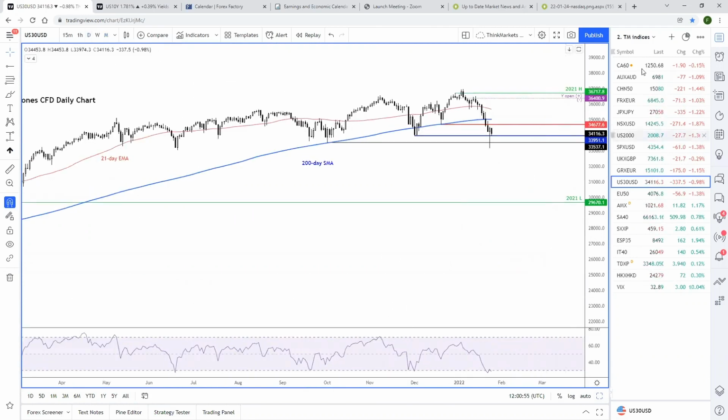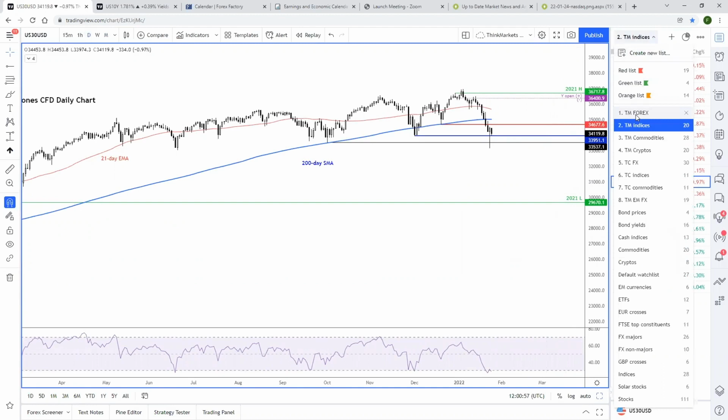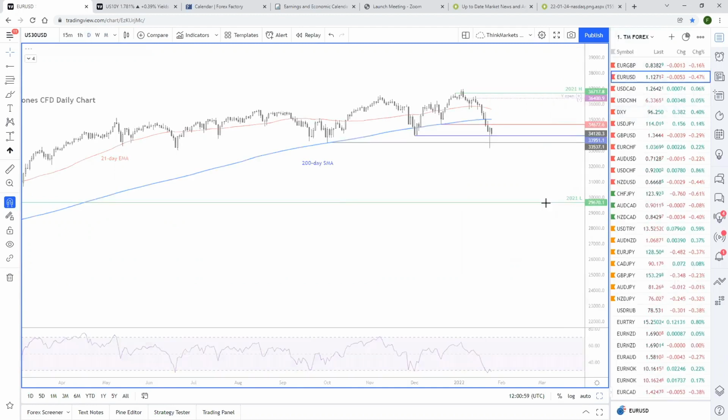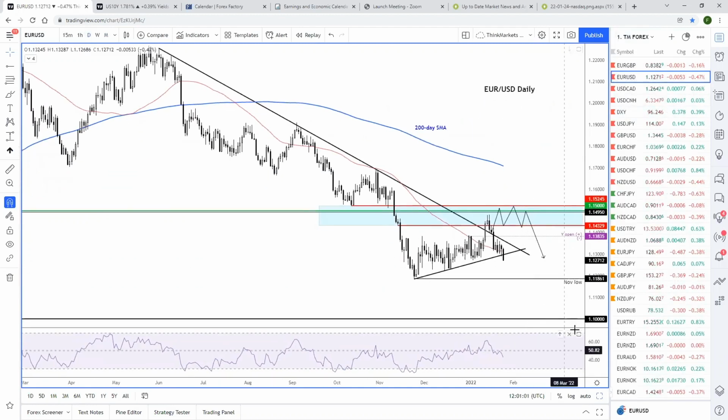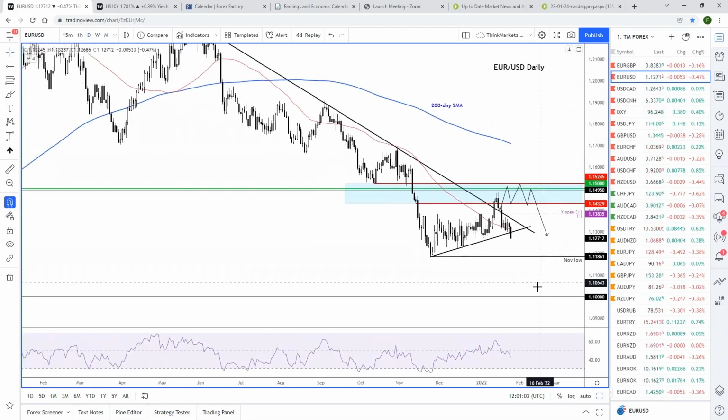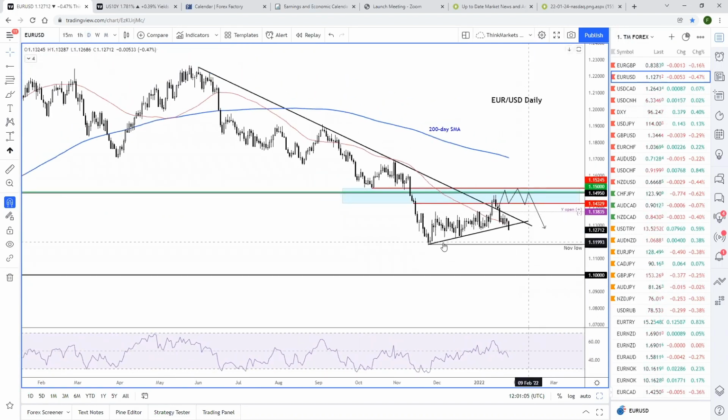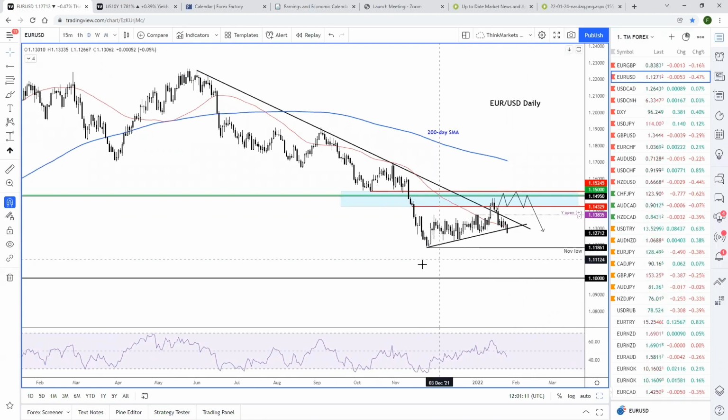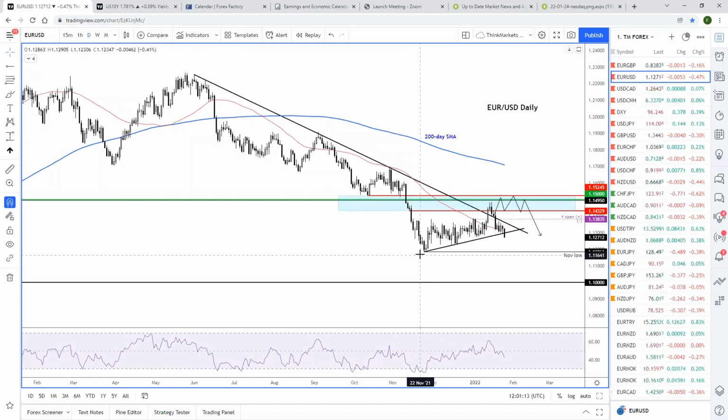Let's go back to the currencies, shall we? Because we did talk about the euro dollar, and 110 is our ultimate objective, but the immediate target now for me is the liquidity that will be resting below the November low, at 111.86. So that's where I think there's going to be lots of stop orders resting from people who went long the euro dollar.